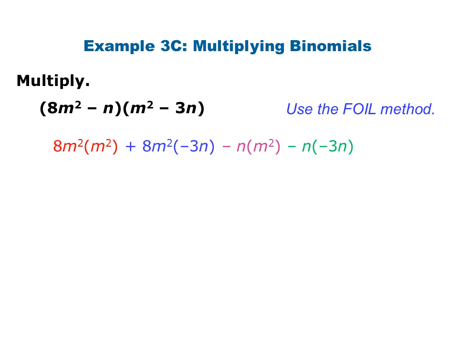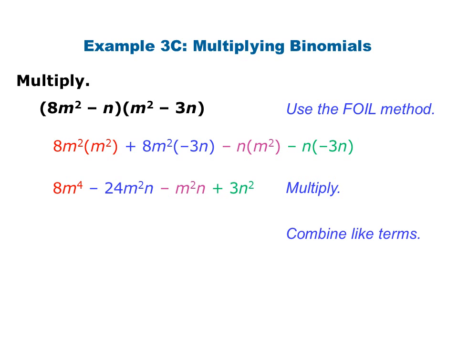Okay, 8m squared is going to multiply m squared and 3n. And then negative n is going to multiply m squared and 3n. We multiply. Now we combine like terms. And that's our final answer.